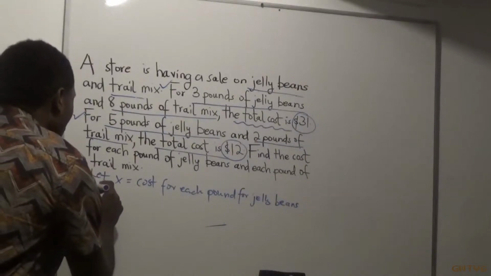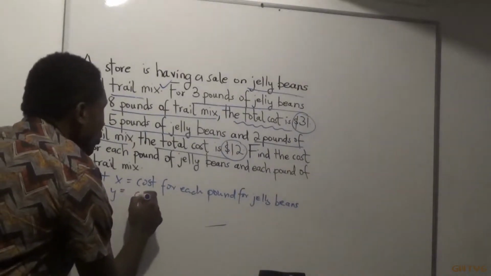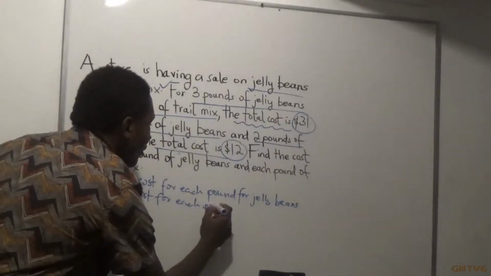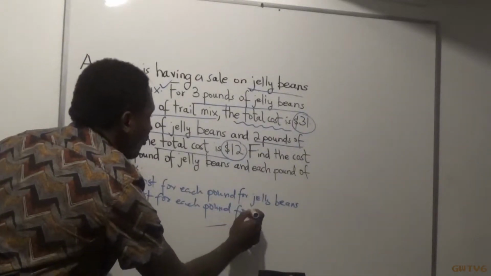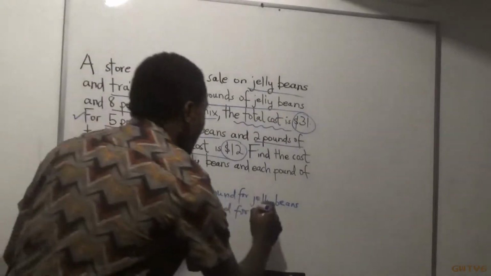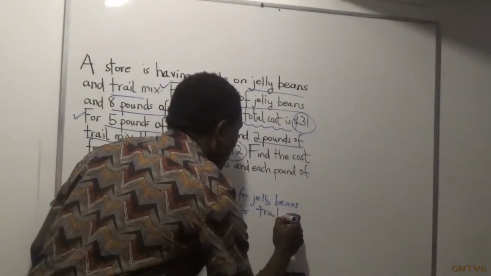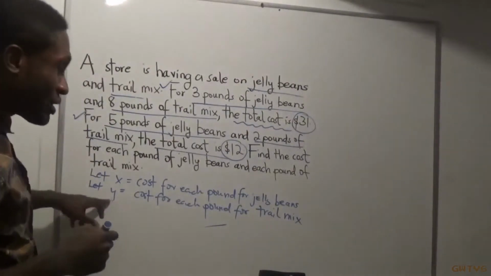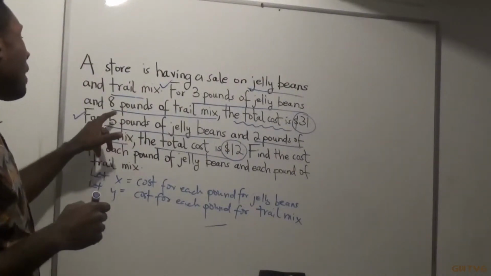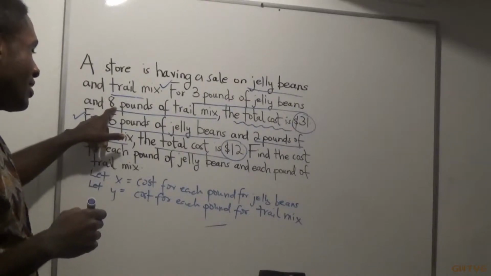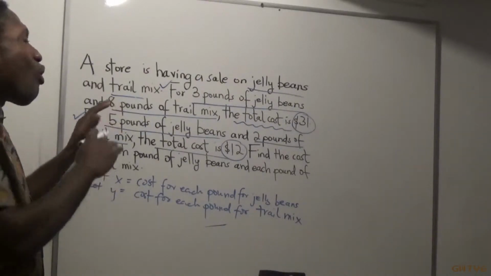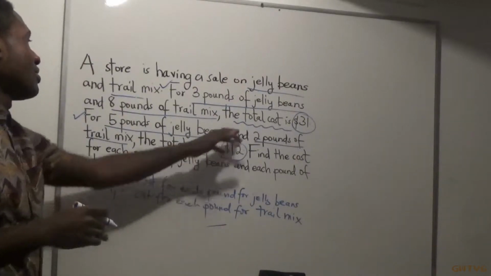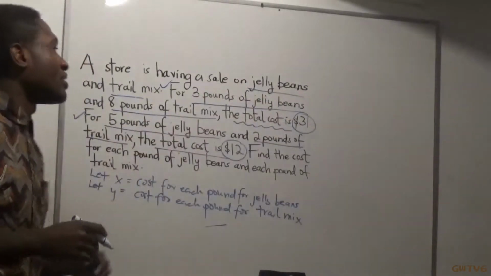And I can let y also equal the cost for each pound for the trail mix. So that one too, whatever the cost is for each, if I multiply by the 8 pounds right here, it will give me the cost for the trail mix. And then if I add the two for this part, I should get $31 right there.